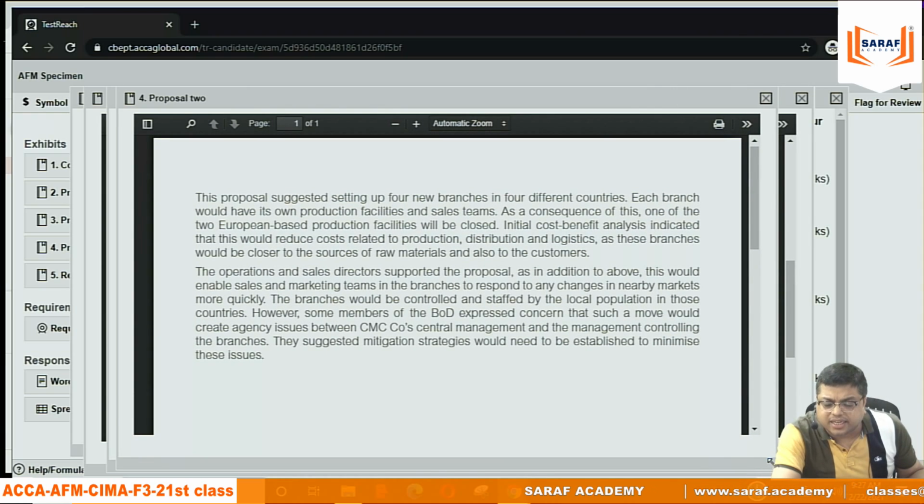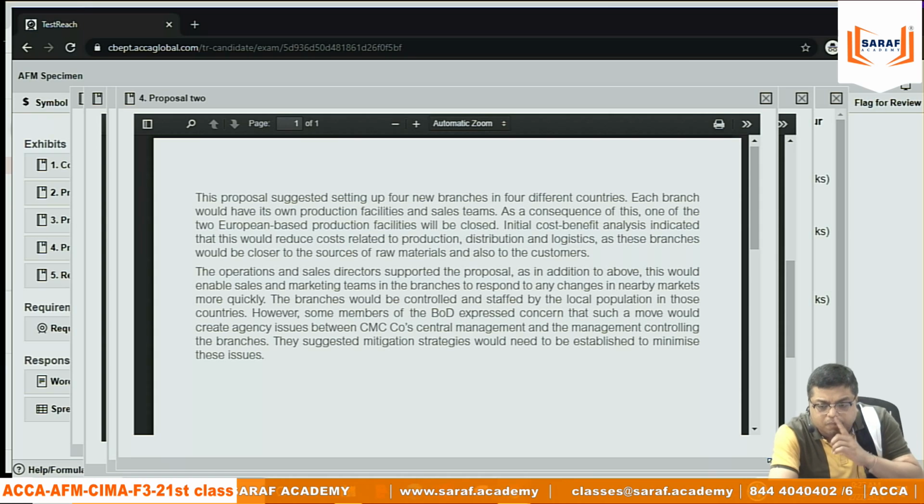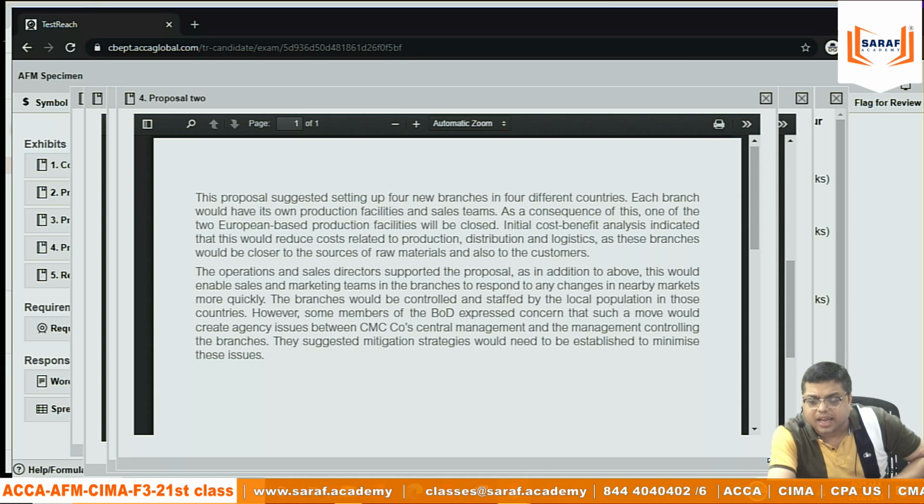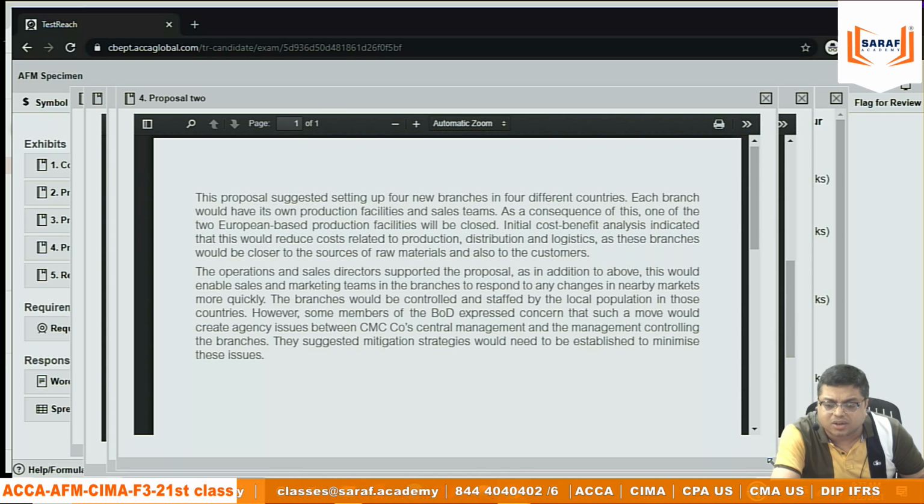This proposal suggested setting up new branches in 4 different countries. Each branch would have its own production facilities and sales teams. As a consequence of this, one of the 2 European-based production facilities will be closed. Initial cost-benefit analysis indicated that this would reduce costs related to production, distribution and logistics as these branches would be closer to the sources of material and also to the customers. The operations and sales director supported the proposal as, in addition to the above, this would enable sales and marketing teams in the branches to respond to any changes in the local market. The branches would be controlled and staffed by the local population in these countries.